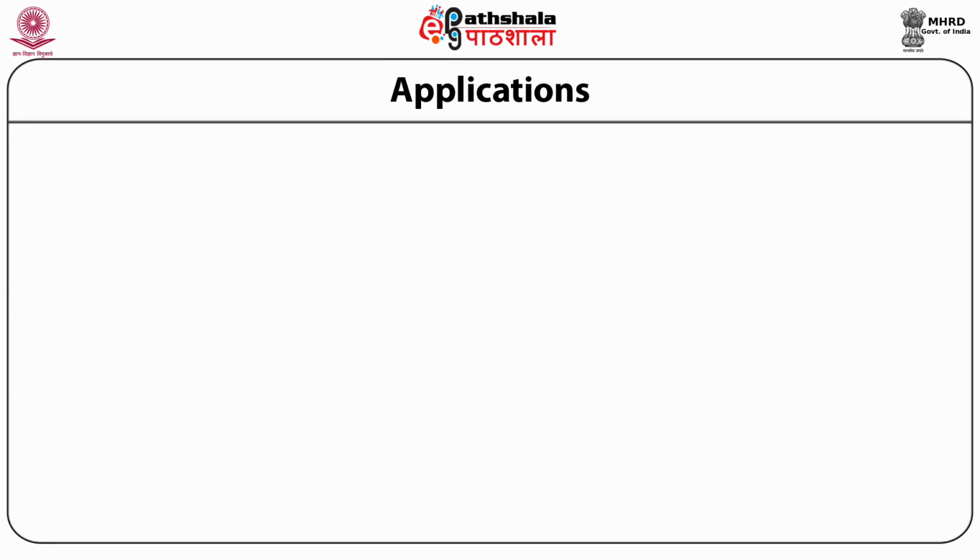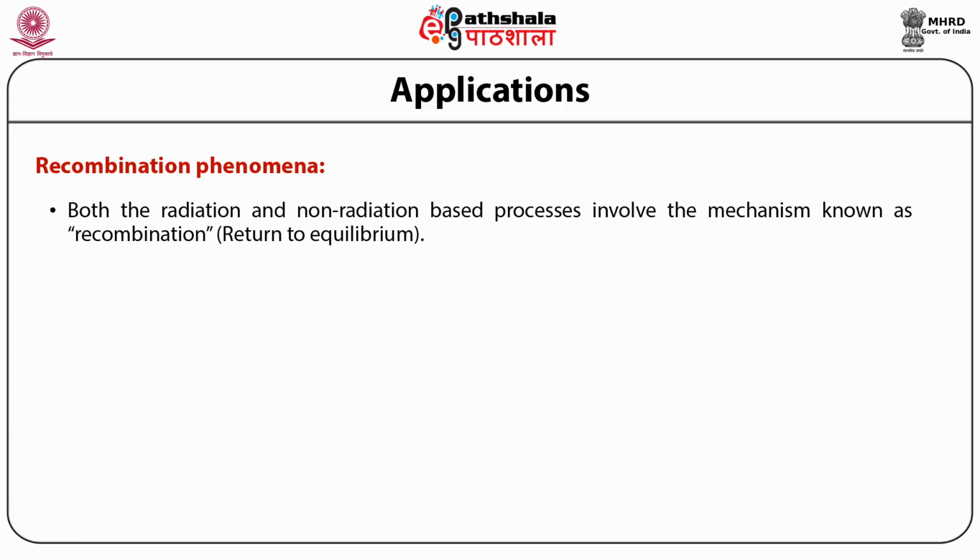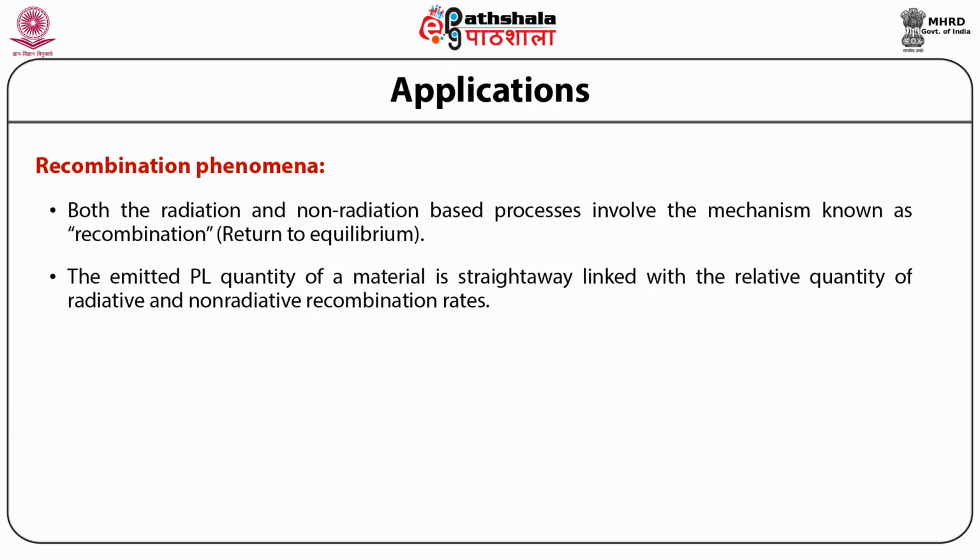Another important application of photoluminescence is the recombination phenomenon. Both the radiative and non-radiative processes involve the mechanism known as recombination. Recombination means return to equilibrium. The emitted photoluminescence quantity of a material is directly linked with the relative quantity of radiative and non-radiative recombination rates.